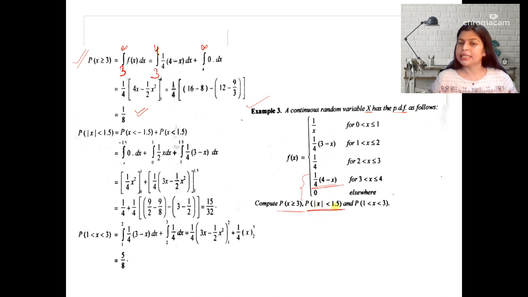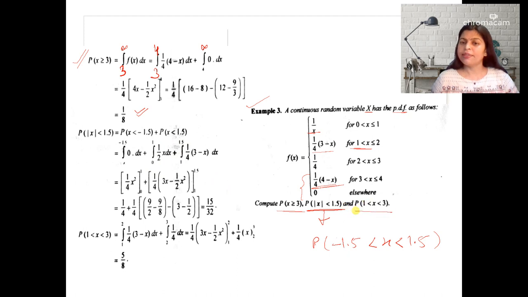Our second question is the probability of modulus of x less than 1.5. It means the probability of minus 1.5 less than x less than or equal to 1.5. That means we are talking about this. Firstly, we have to understand that the function is defined from 0 to 1, so we cannot take this part, and we can consider it to be 0 over there. So from minus 1.5 to 0 it would be 0. From 0 to 1 we choose this function. From 1 to 1.5 it lies in this range, so we use this function. You can see we have not used the last limit. Under these limits you can integrate and get your answer.